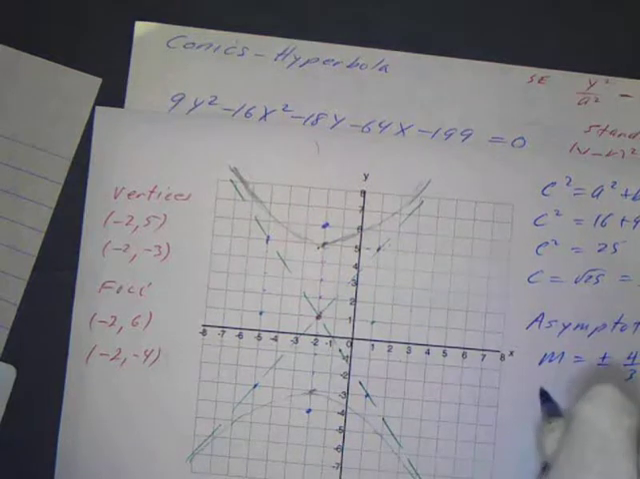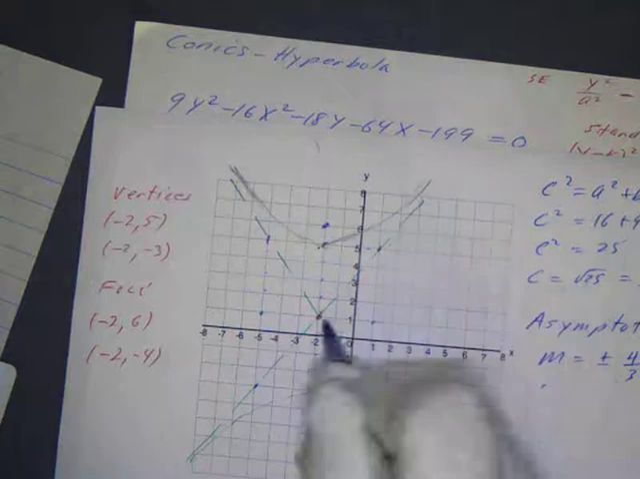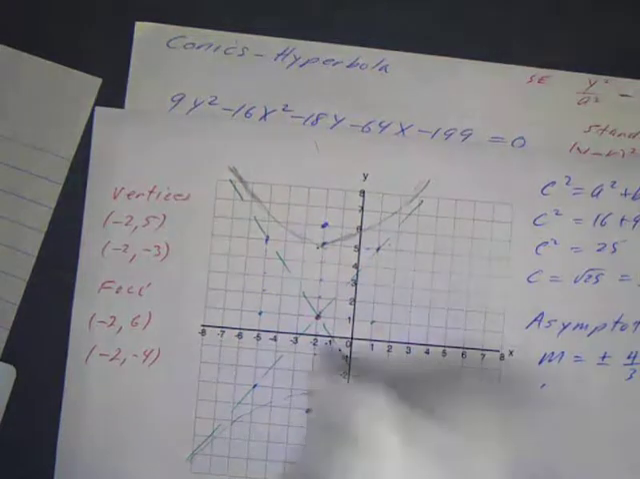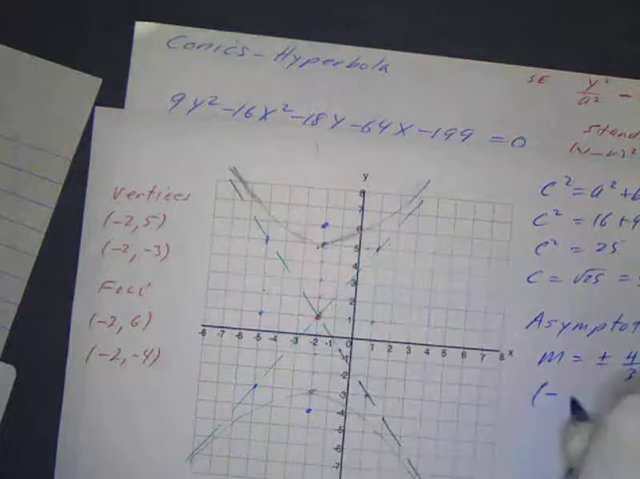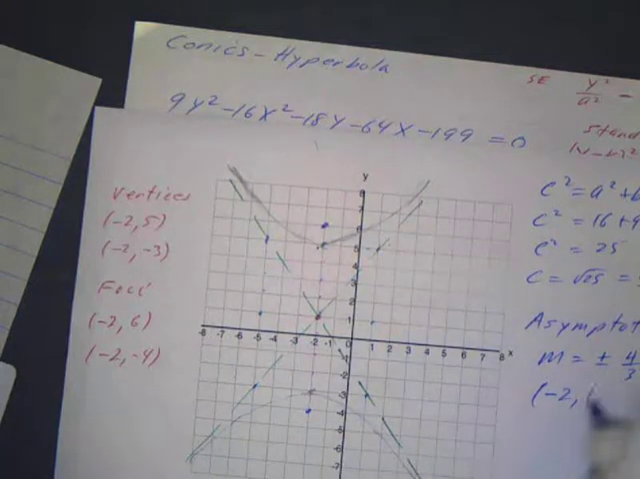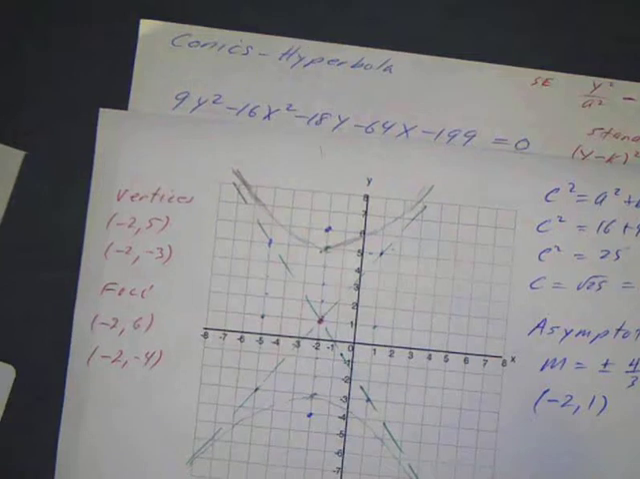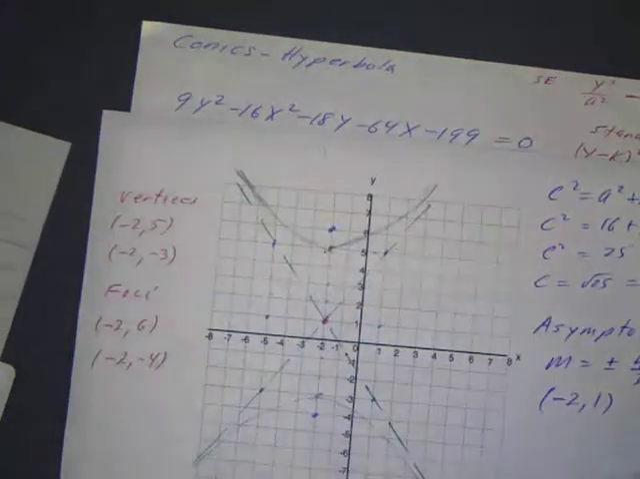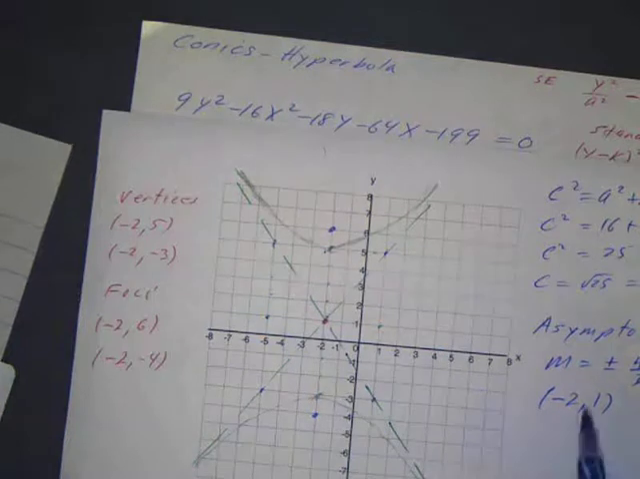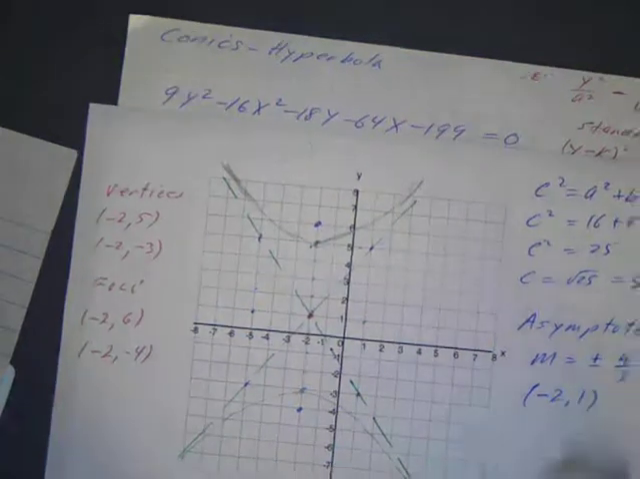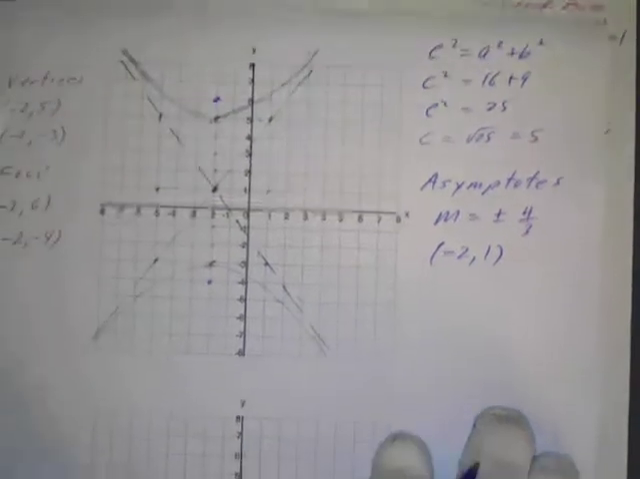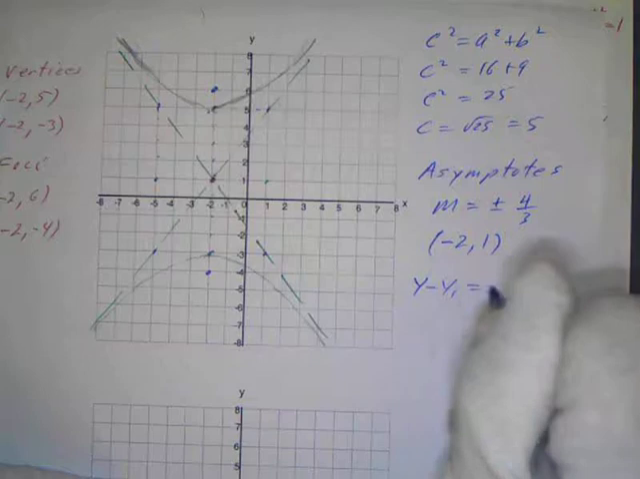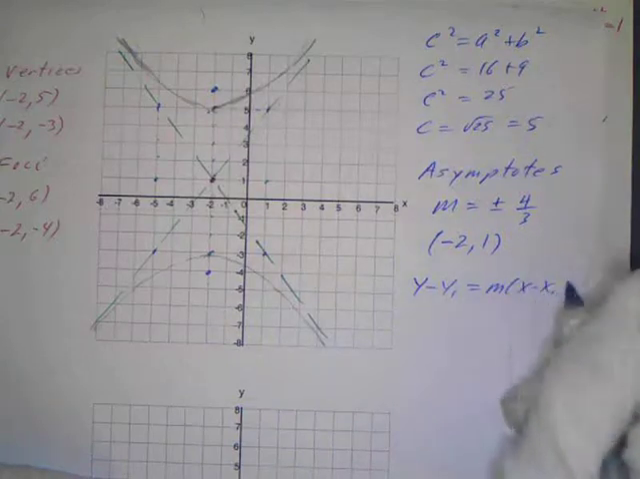My point is going to be the center point, because both the asymptotes go through the center point, which is going to be negative 2, 1. So I just have to find the equation of the two lines that go through that point and have those slopes. Okay, so we use our good old point slope form, y minus y1 equals m times x minus x1, which is very important.